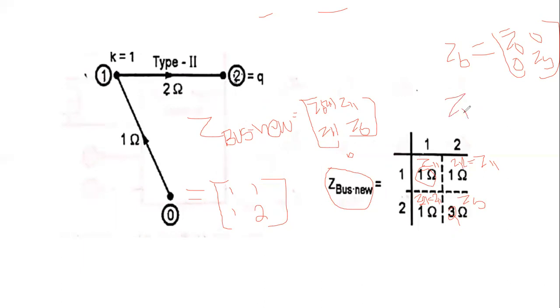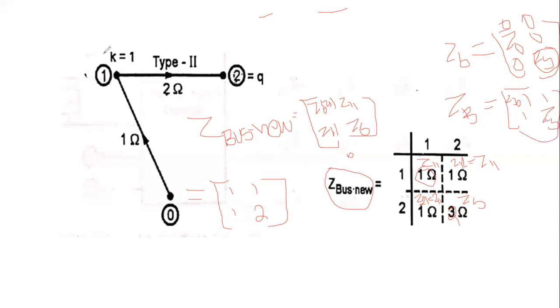Next, we find the Z bus new after completing the type 2 modification. This is the Z bus old. What is the Z bus old? In this, all the 3 terms will be taken as 0, and then we only obtain the ZS value. What is the ZS? ZS is equal to 1 ohm. Therefore Z bus old is 1, and Z12 is equal to Z21, sorry, Z11, that is also 1, and this is 1, and this is the ZS.